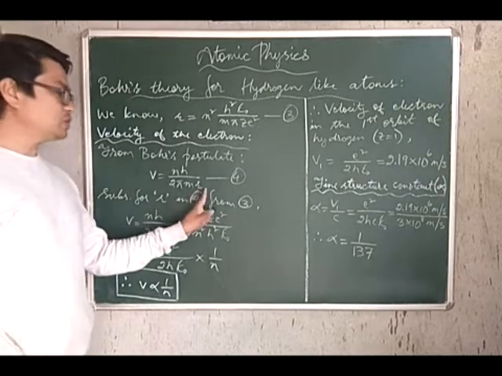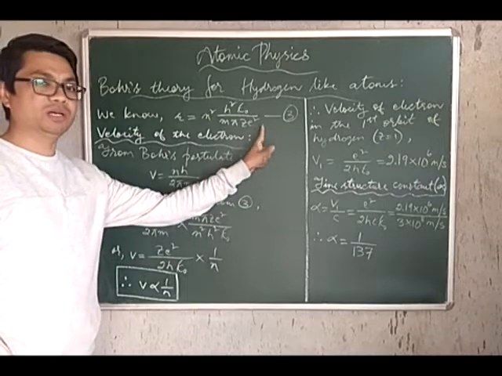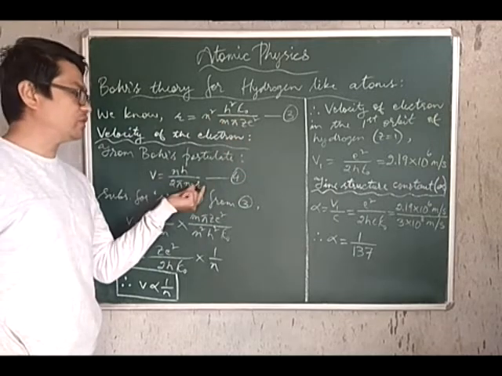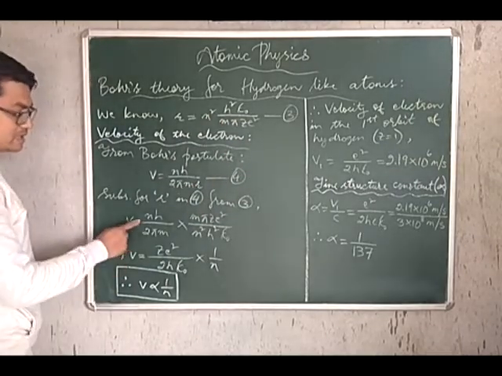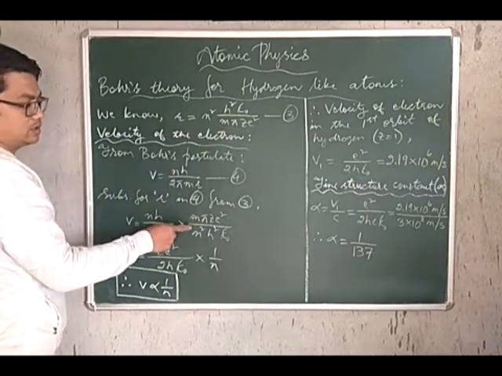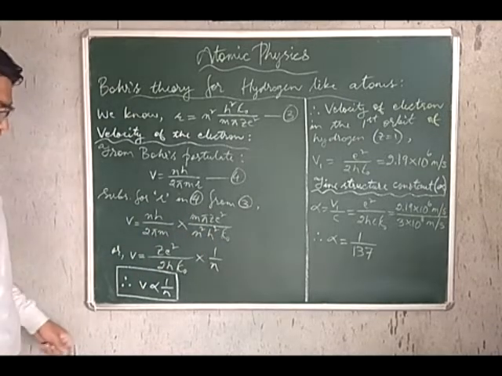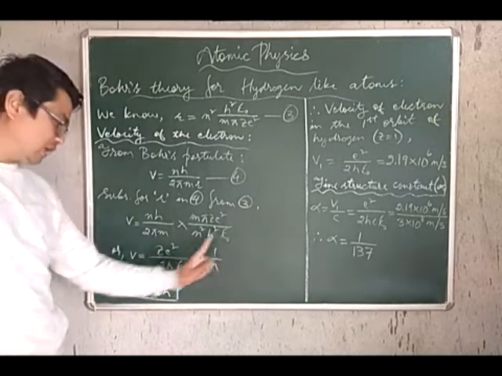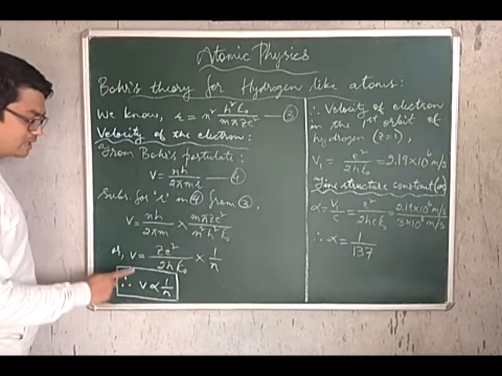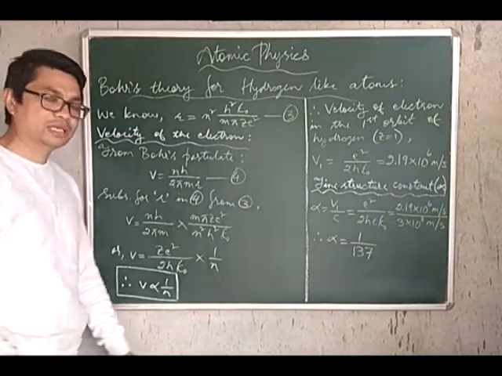Now, we substitute for r in equation number 4 from equation number 3. We substitute this value of r in here and we get n h by 2 pi m into m pi Z e squared by, you can see the mathematics yourself, substituting the value of r and then simplifying, we get v is equal to Z e squared by 2 h epsilon naught into 1 by n.